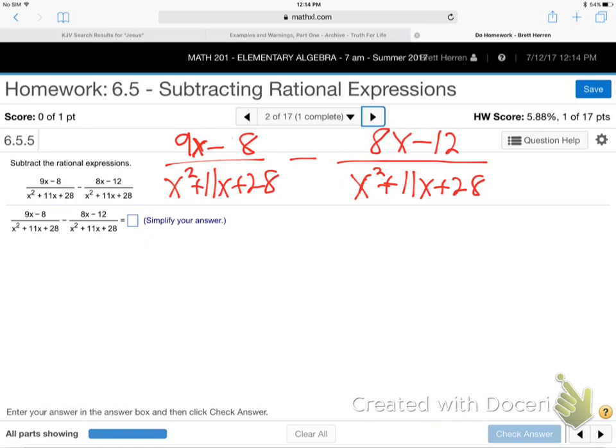Okay, shall we move ahead? So we're in section 6.5.